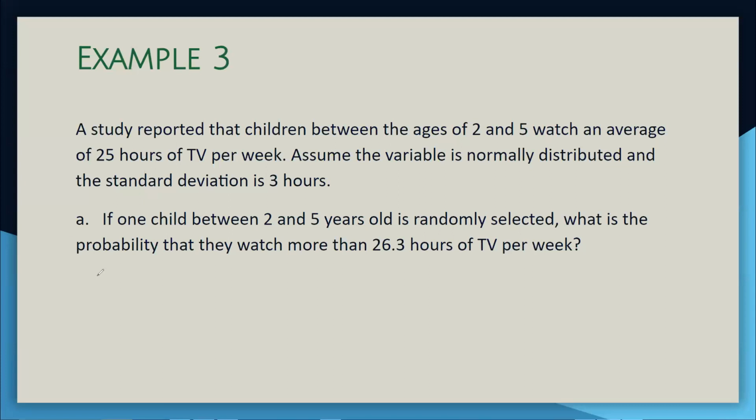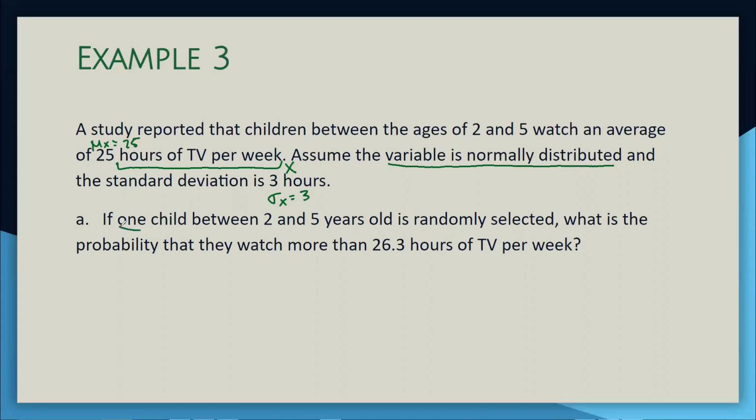So I know I'm asked about probability again, and I'm now going to go through the problem and pick out information that I'm given. So study reported, and then we're talking about hours of TV watched per week. That is our random variable. And they tell us that the average is 25. They tell us that the variable is normally distributed and the standard deviation is 3 hours. So sigma x is 3.